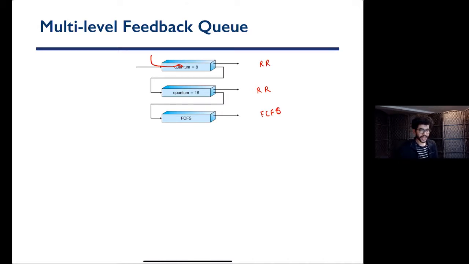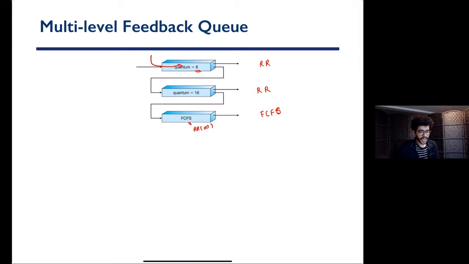Now, the length of time quantum changes across queues. So we have short time quantum lengths at the beginning, at high priority queues. And if you remember, FCFS was round robin with infinite time quantum size, right? So basically, the length of time quantum increases across these queues.